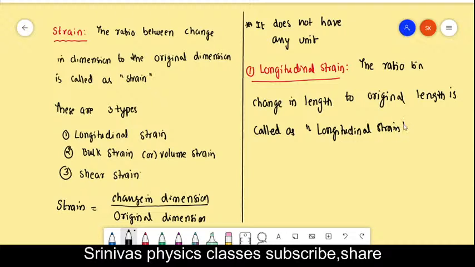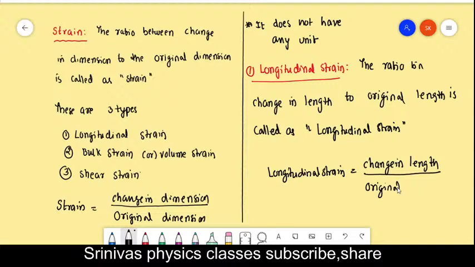Longitudinal strain formula is change in length by original length. Change in length by original length. This is the formula for the longitudinal strain.